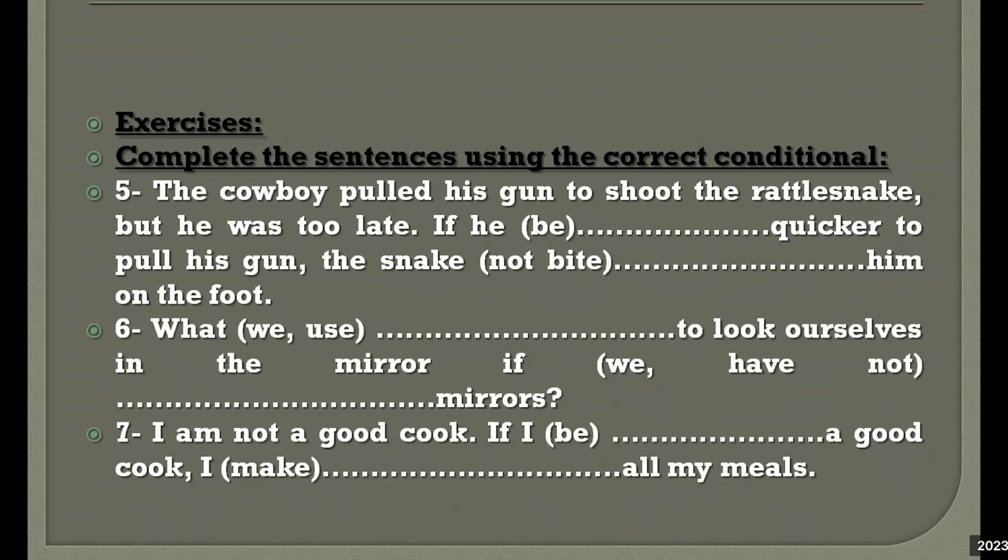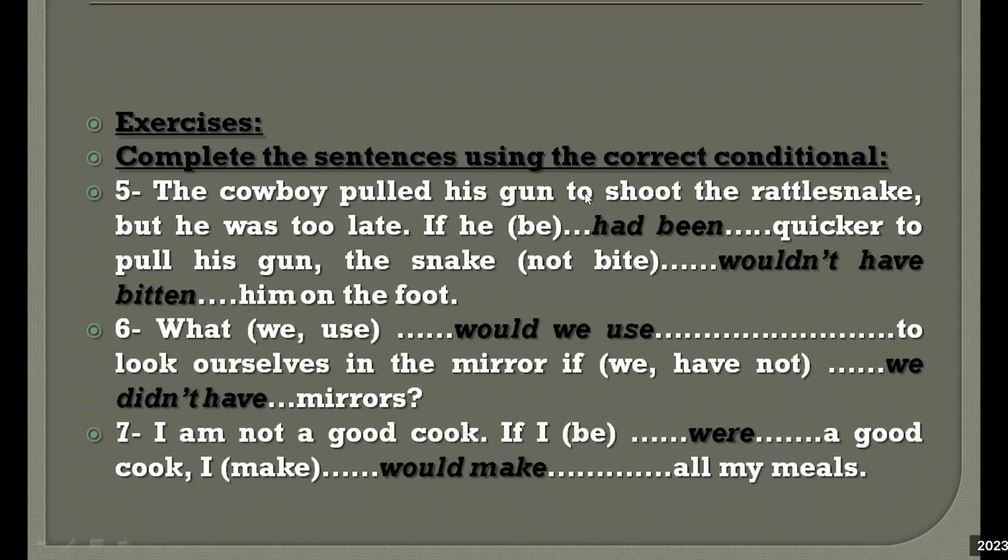Okay, let's check the answers right now. If you need more time, you can definitely pause the screen. The cowboy pulled his gun to shoot the rattlesnake. That's in the past. Pulled his gun, that's the past. So we're supposed to use the third conditional. If he had been quicker to pull his gun, the snake wouldn't have bitten him on the foot.